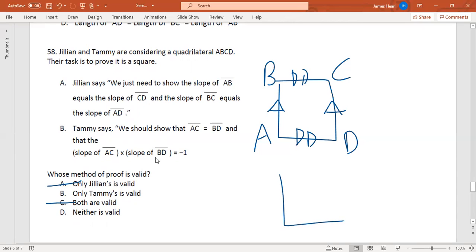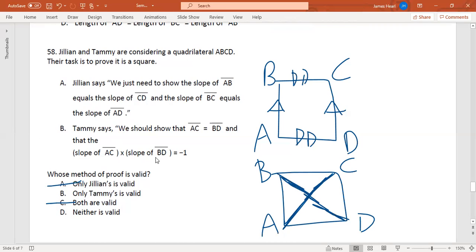So for Tammy's, let's draw the same picture again. A, B, C, and D. We should show that AC and BD are the same length. That's the diagonal going across here and the diagonal going across here. If those were the same length, that's proof that we have a rectangle. And then the slope of AC and the slope of BD multiply up to -1. That would be opposite reciprocal for perpendicular. That proves we have a rhombus. If it's both a rectangle and a rhombus, then it's a square. So Tammy's method is perfectly valid. That would prove perpendicular and congruency, all we would need.